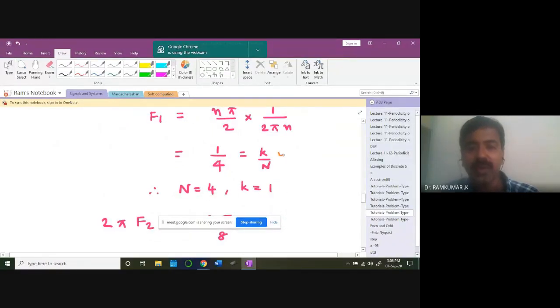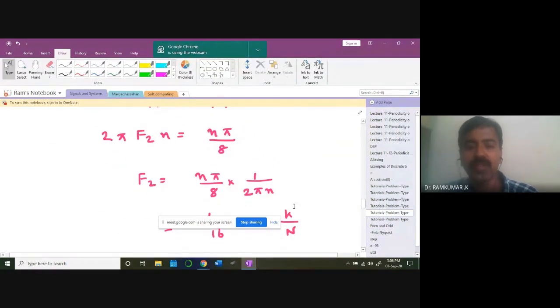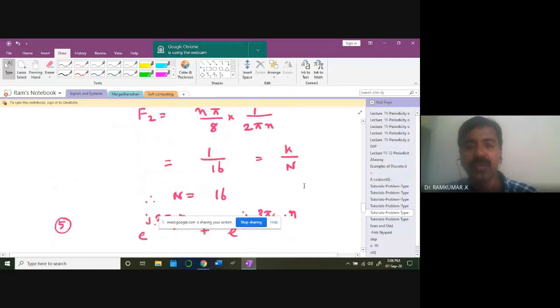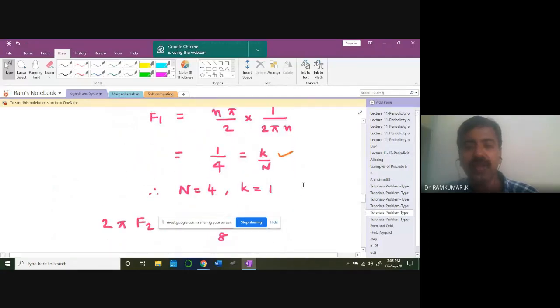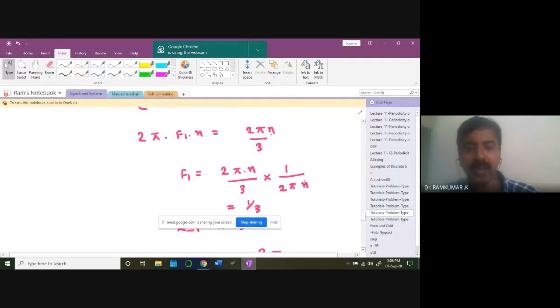So k by N is what? k equal to 1, N equal to 4. For the second, 2 pi f2 n is equal to n pi by 8. I got this value, k by N. So naturally both are integers, so naturally it is periodic. In the same manner you can work out this one.